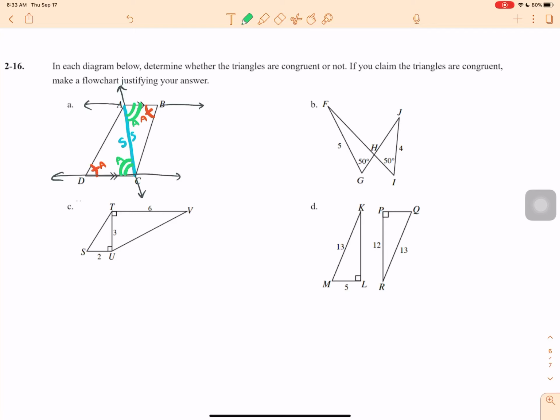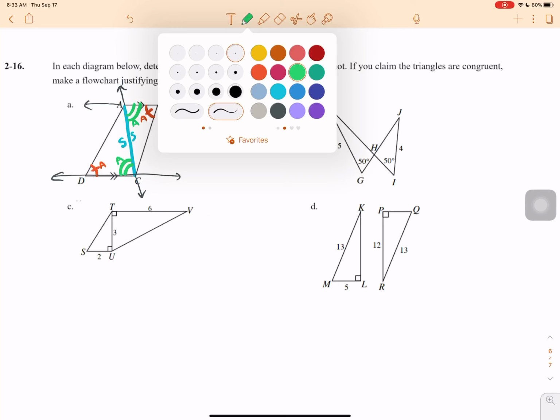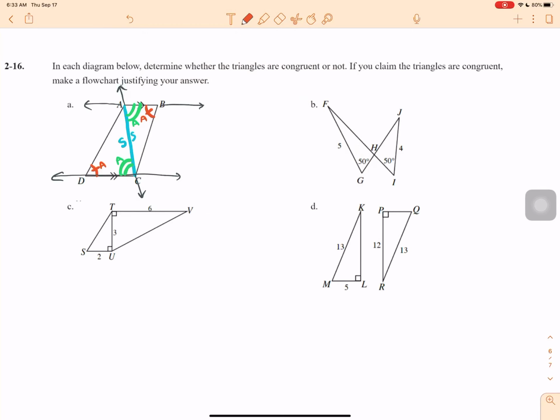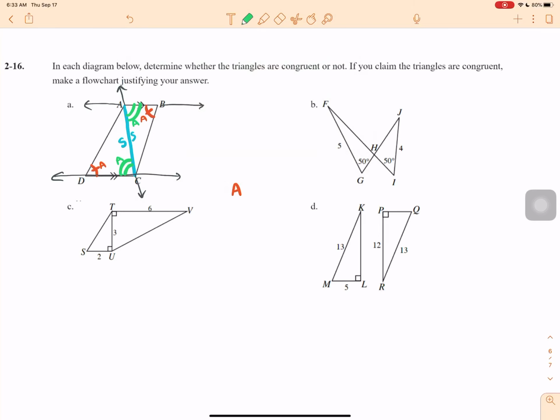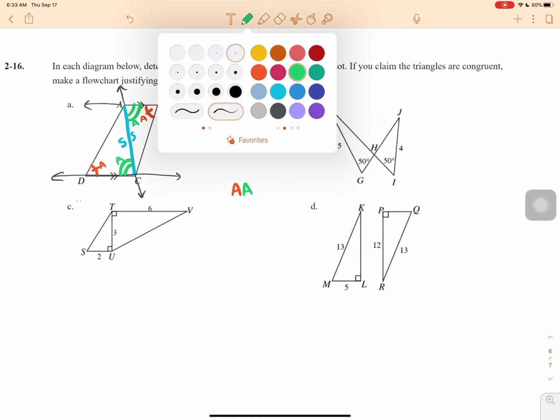Now if we look carefully, do we have a triangle congruence statement? Here we have orange angle, green angle, blue side. So we do have a triangle congruence. The first angle would be the orange angle, so I'm going to write this down below for the bottom of our flowchart. And then the green angle, and then the blue side.